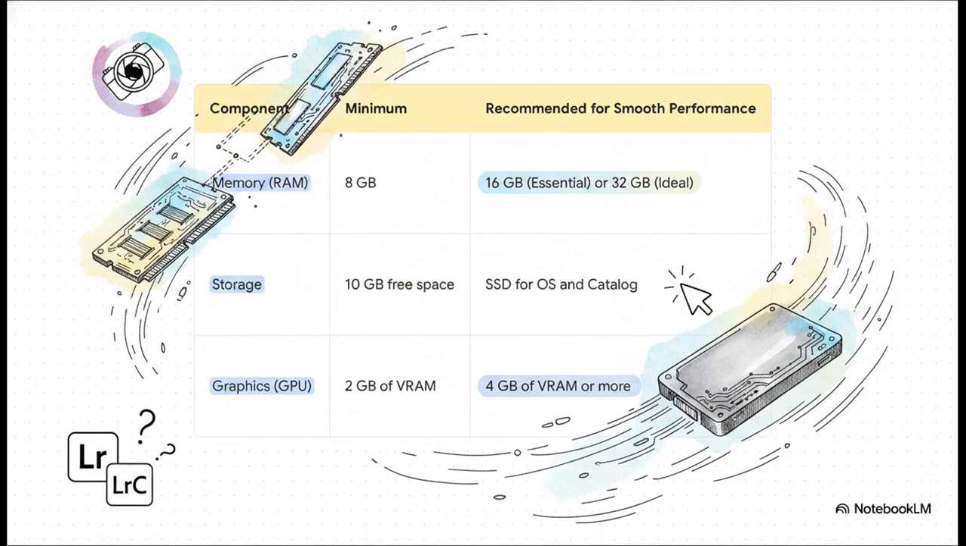Okay, let's be real for a second. See that minimum column? Just ignore it. Seriously, the recommended column is what you should be aiming for if you don't want to pull your hair out. 16 gigabytes of RAM is pretty much the essential starting point now. And the single biggest, most impactful upgrade you can make? Switching to a solid-state drive or SSD for your operating system and your Lightroom catalog. It will make everything feel worlds faster.